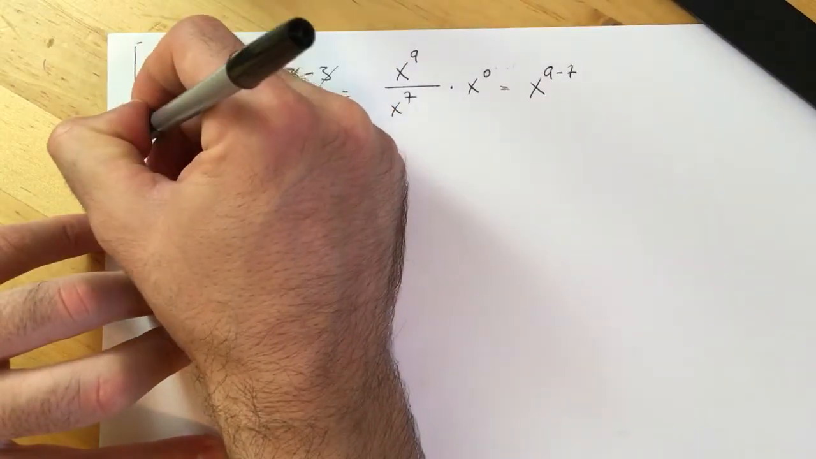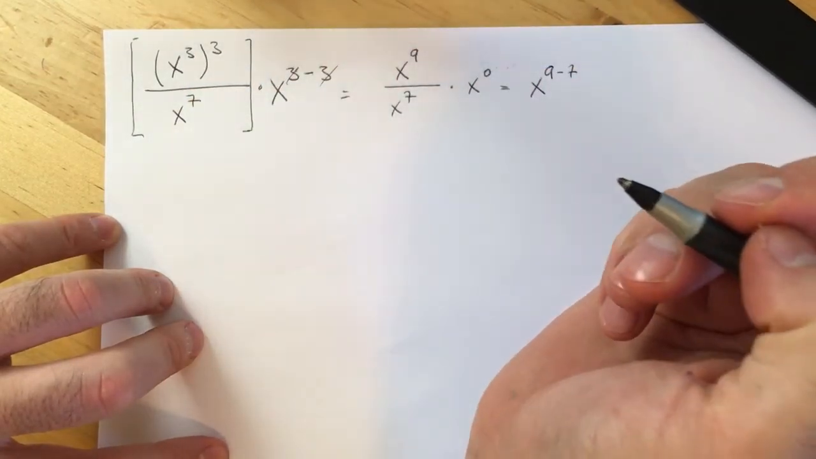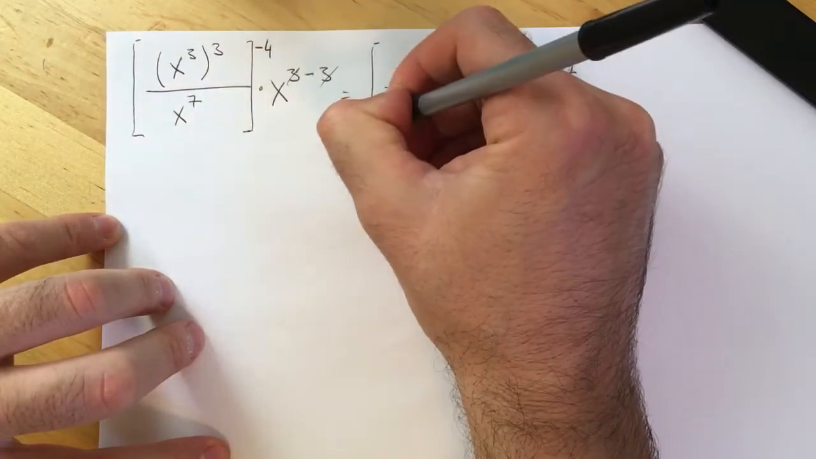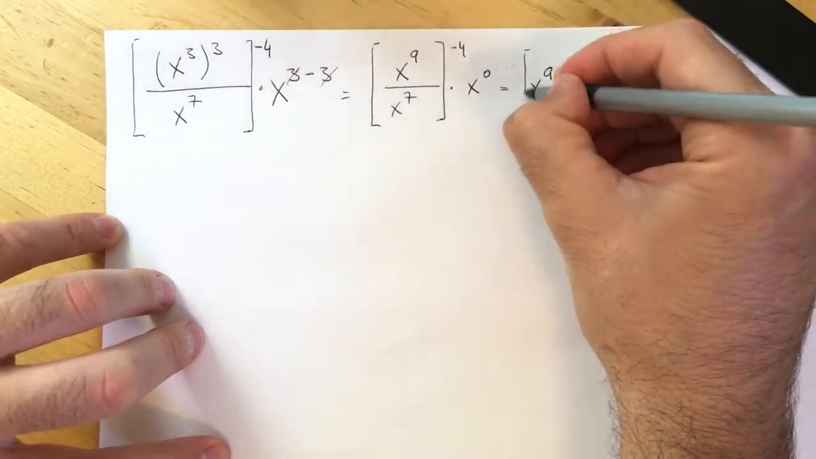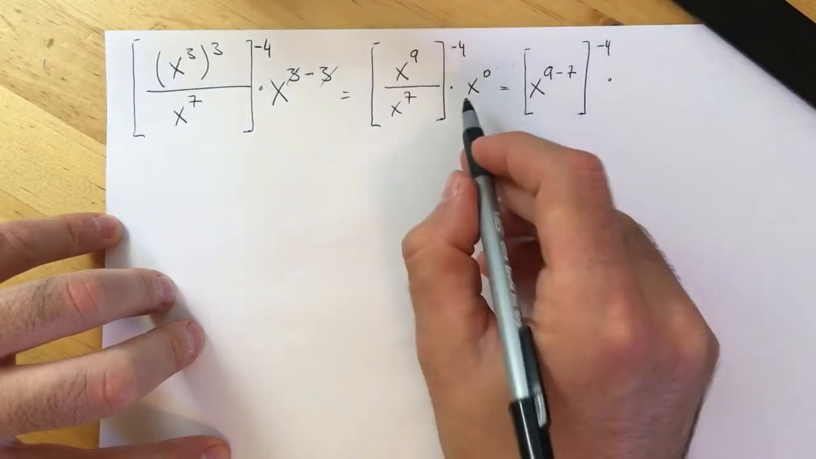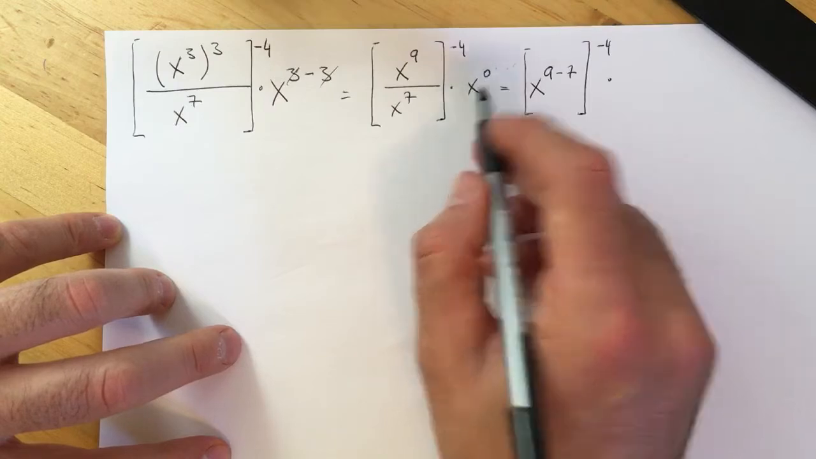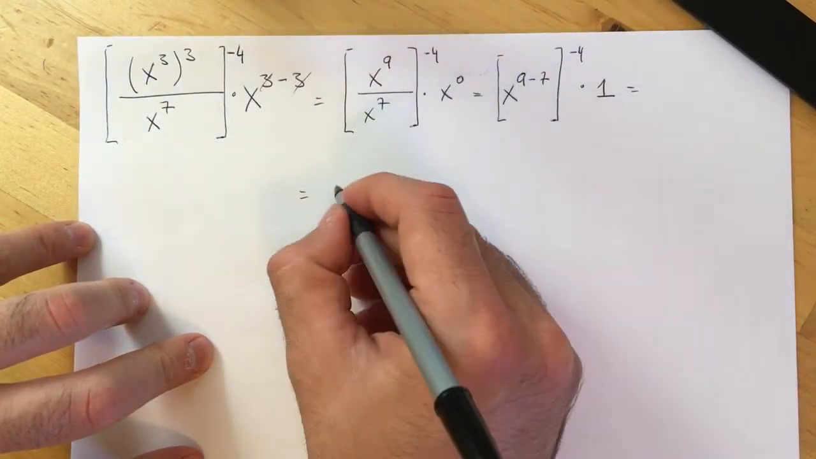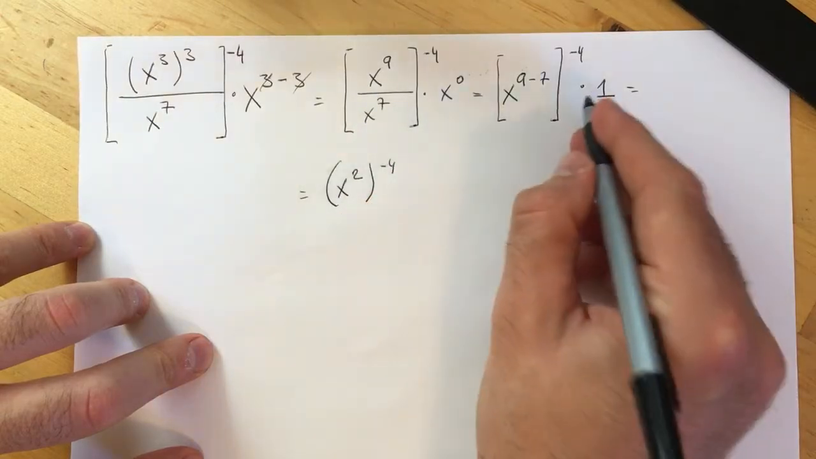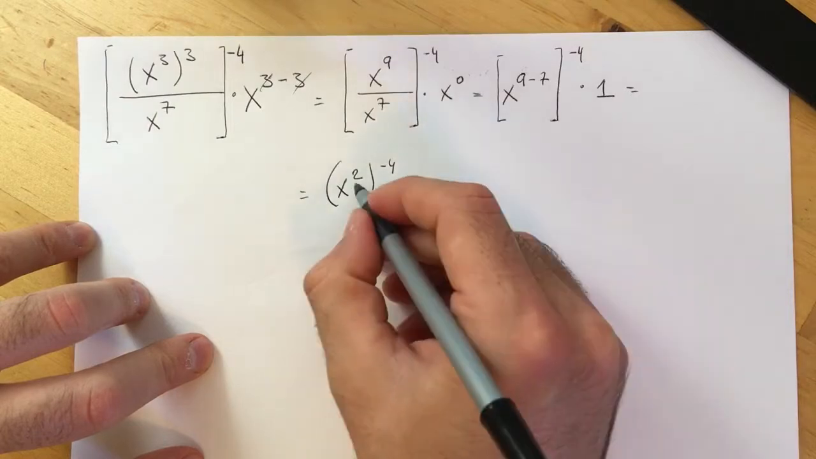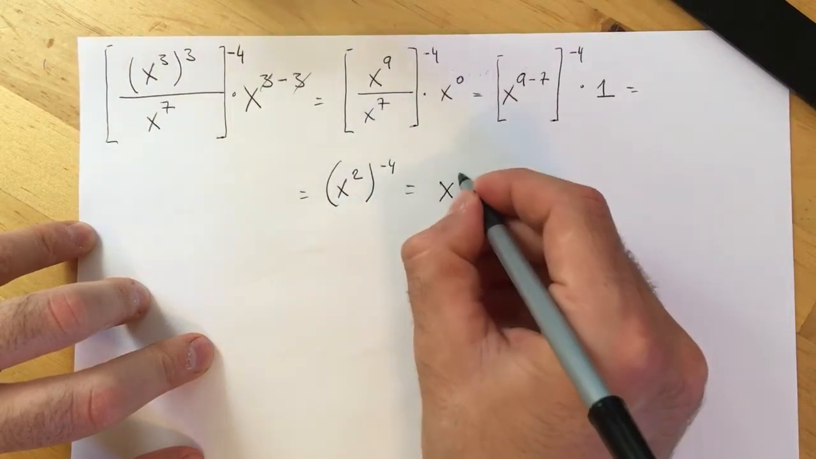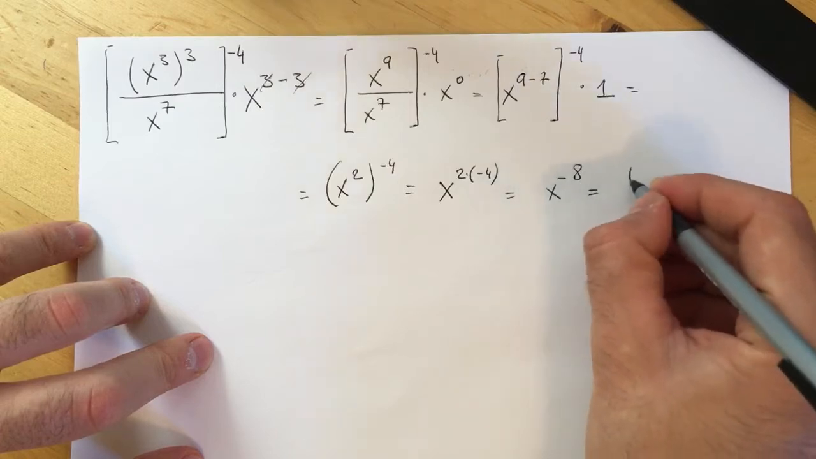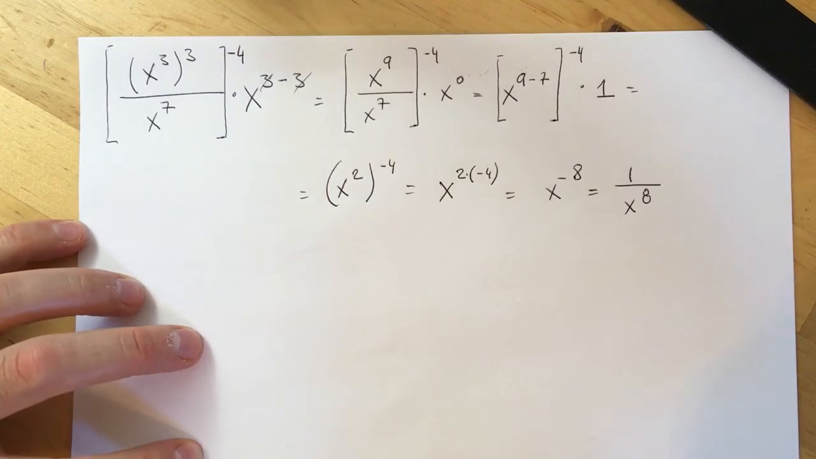And okay, let's make this slightly more interesting. So let's raise the whole thing to power negative 4. Okay, so this whole ratio is raised to the power negative 4 times, and as we saw, x to the power 0, as long as x is not 0, is equal to 1. Okay, so 9 minus 7 is 2, x squared to the power of negative 4 times 1 is just this expression. And then what happens when we raise an exponent to another exponent? That's x to the power 2 times negative 4. Be careful, times, not 2 minus 4, but 2 times negative 4, which is x to the power negative 8. And this is 1 over x to the power of 8.